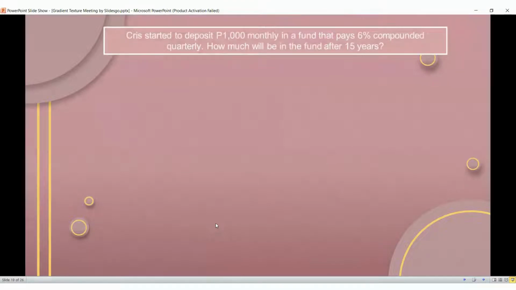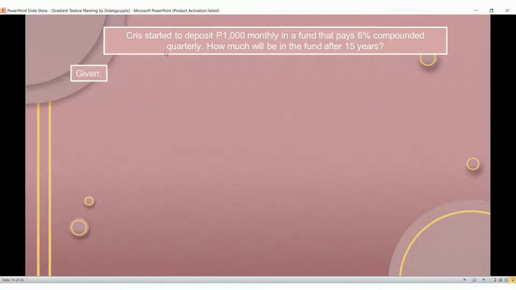So we have an example here. Chris started to deposit 1,000 pesos monthly in a fund that pays 6% compounded quarterly. How much will be the fund after 15 years? So hinahanap dito yung future value o yung magiging fund after 15 years.